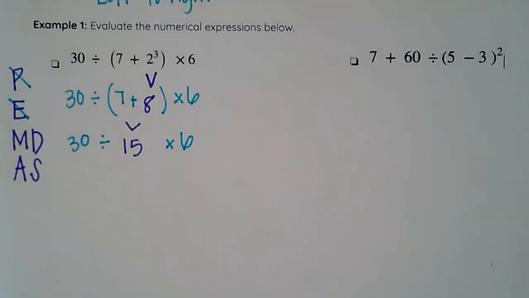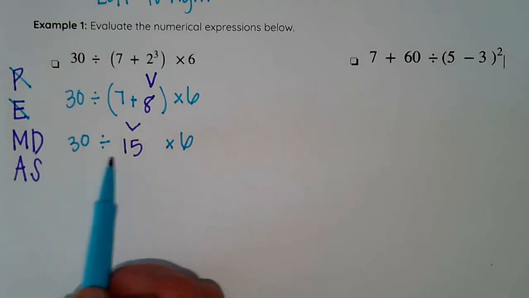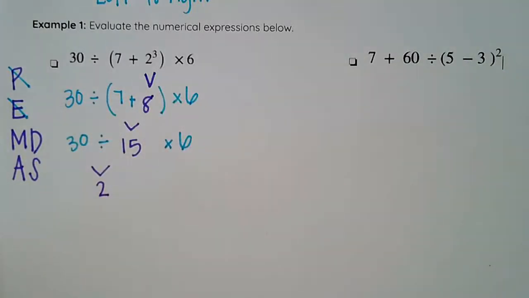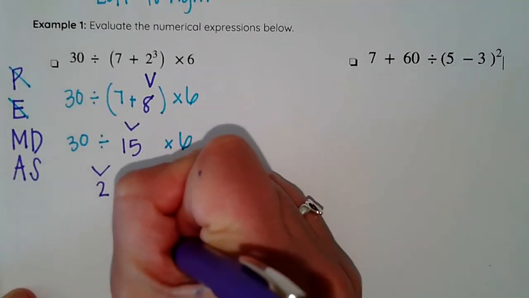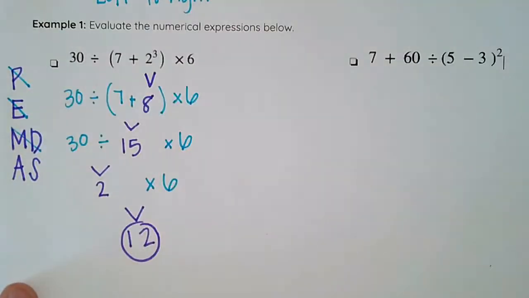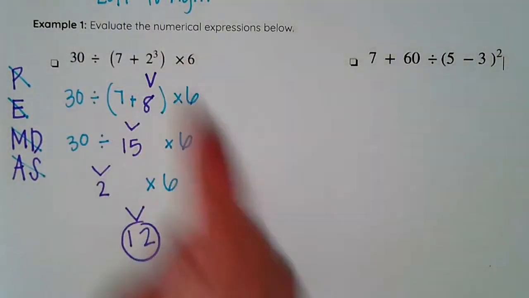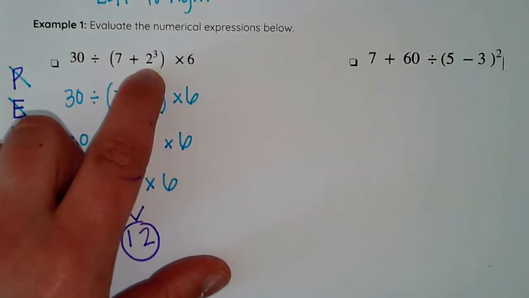Well, I have both. So I need to start at the left and move to the right. When I start at the left, the first operation is division. So that's what I do first. 30 divided by 15 is 2. Now I bring everything else down, and I'm left with my multiplication. 2 times 6 is 12. I have got nothing left to evaluate. I finished my multiplication and division. There was no addition and subtraction, so the value of this numerical expression is 12. We've got one more example today. Here we see that the exponent is inside the parentheses.